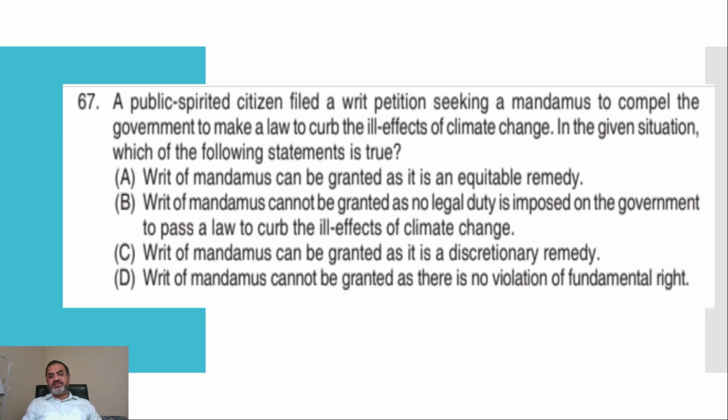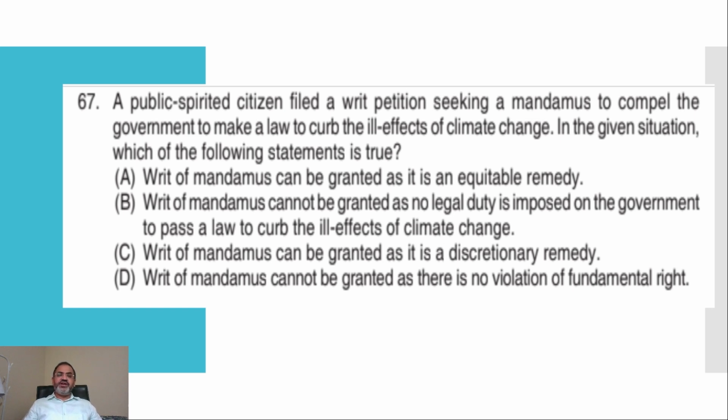The next question: a public-spirited citizen filed a writ petition seeking a mandamus to compel the government to make a law to curb the ill effects of climate change. In the given situation, which of the following statements is true? Writ of mandamus can be granted. Now, whether it is any public or statutory duty of the government to actually make laws to curb the ill effects of climate change, the answer is no. The government has no public or legal, statutory duty to do so. If that is the case, writ of mandamus cannot be granted.